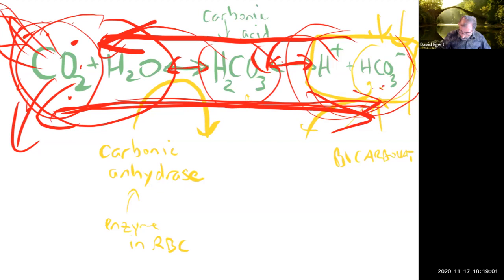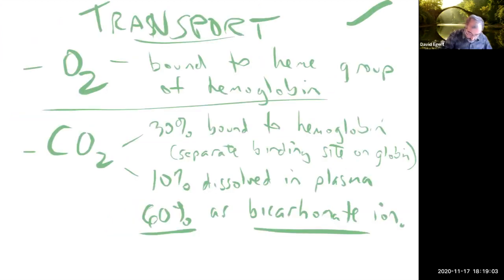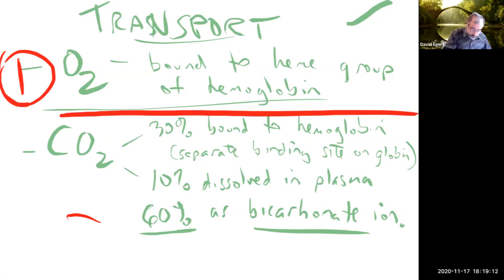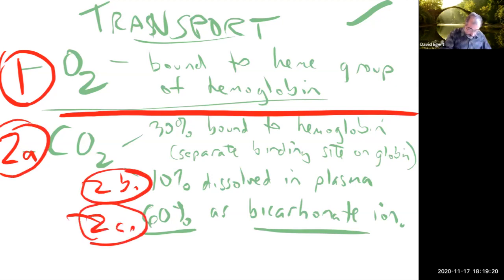So carbon dioxide has three different ways, 2A, 2B, and 2C, whereas oxygen is just done by hemoglobin. Let's talk briefly about the external respiration, and then we'll finish up with ventilation.